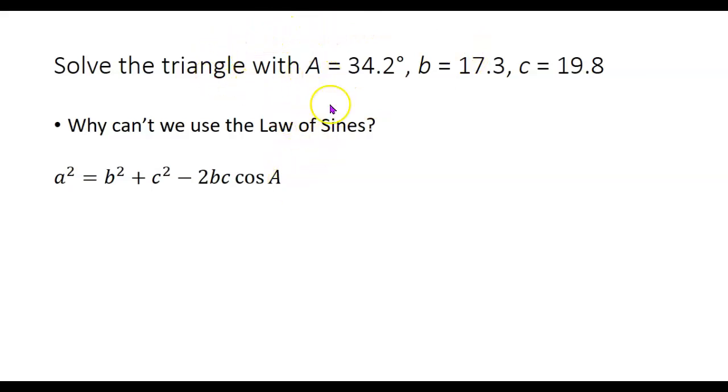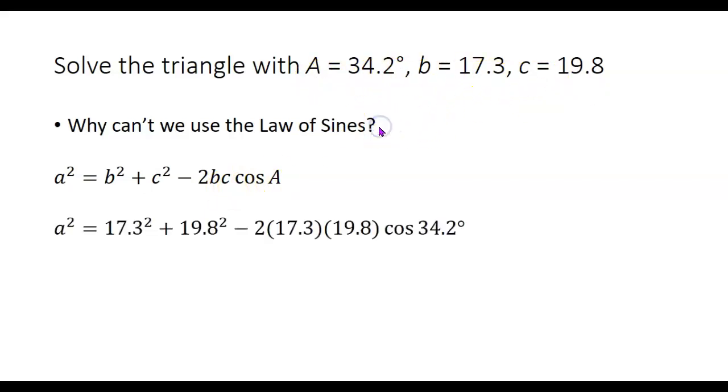We are going to use the one that has a capital A in it because we have angle A, and that looks like this. Little a squared, which we don't know, but this will let us figure it out, equals little b squared plus little c squared minus 2 times little b times little c times cosine of capital A. So we plug in the numbers we're given, and it looks like this. a squared equals 17.3 squared plus 19.8 squared minus 2 times 17.3 times 19.8 times the cosine of 34.2 degrees.